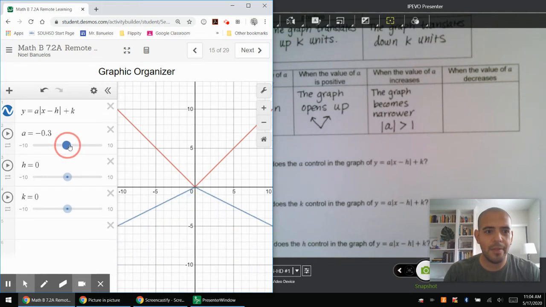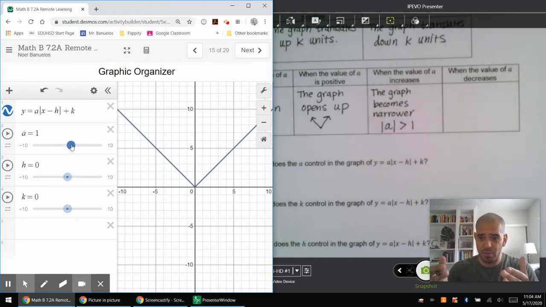Now, let's set our a back to 1, because that sets us back to our original function, the absolute value of x, okay? So what happens if we decrease a, just slightly, a little bit?